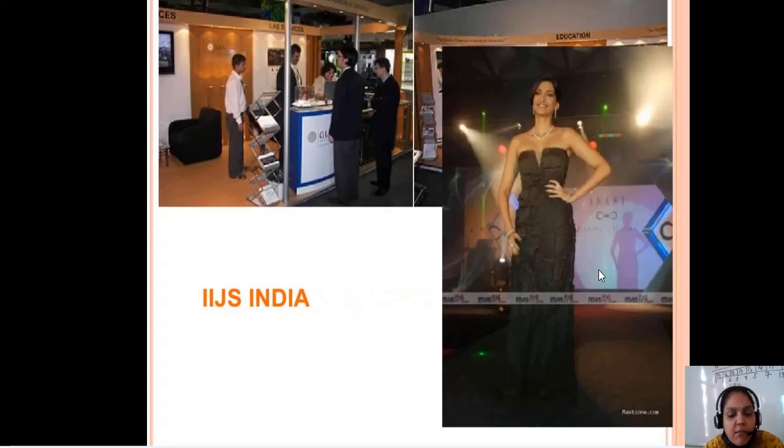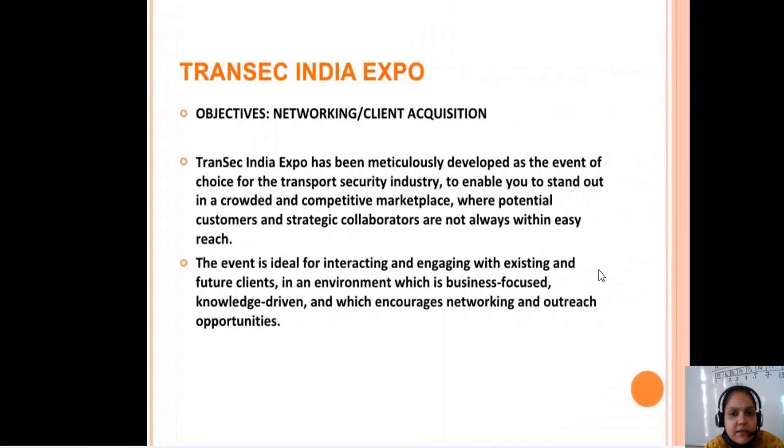IIGS India branding, you can see. Transec India Expo has been meticulously developed as an event. This event was developed for the transport security industry, basically for transportation, for making a good network with the client and making client acquisitions and all. This was mainly focused on acquiring the clients, understanding the client, collaborating with the client, making the strategies to reach the appropriate clients and all.